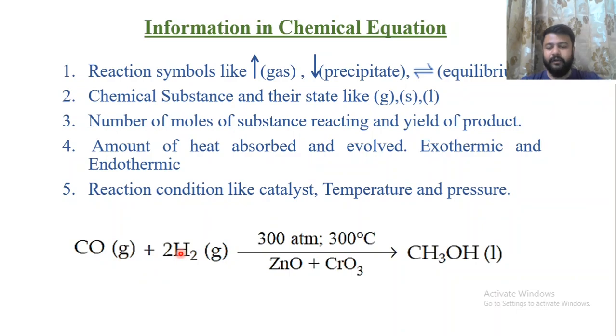They react at a particular temperature and pressure. The temperature here is 300 degrees Celsius and the pressure is 300 atmospheres. This is the temperature and pressure condition, but it is not sufficient. We require some amount of catalyst. Catalysts are substances which take part in a chemical reaction just to increase the rate of reaction. You can say it is a sort of supervision. So these two combine together and form CH3OH, that is methanol, which is liquid in state.